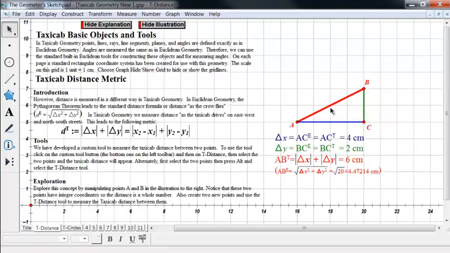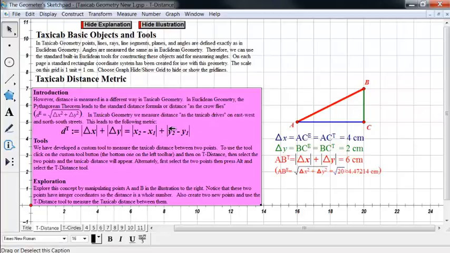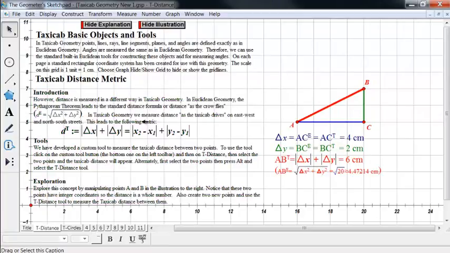Of course in Euclidean geometry, the distance metric is determined by the Pythagorean Theorem. Notice we have a right triangle here. We take this distance, which is the absolute value of delta x, and this one, the absolute value of delta y. Take delta x squared, delta y squared, add them up and take the square root. That's our distance in Euclidean geometry. But our distance in taxicab geometry is given by taking the absolute value of delta x and the absolute value of delta y and simply adding them up.